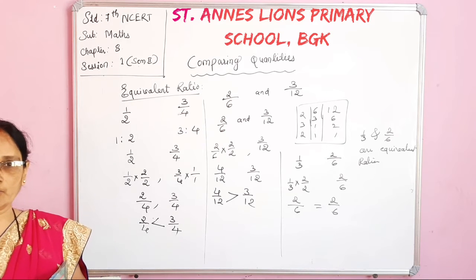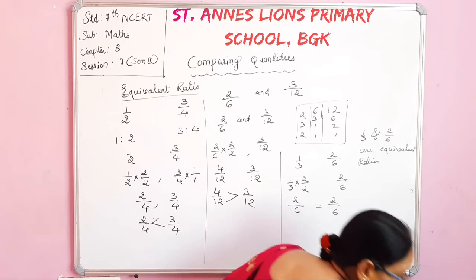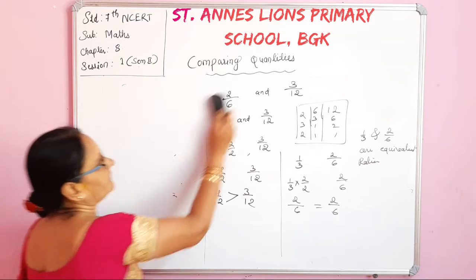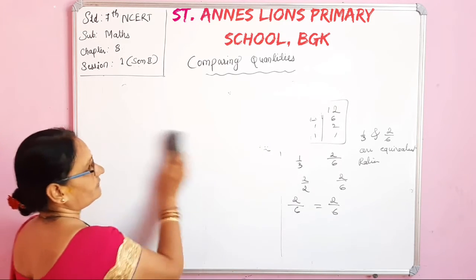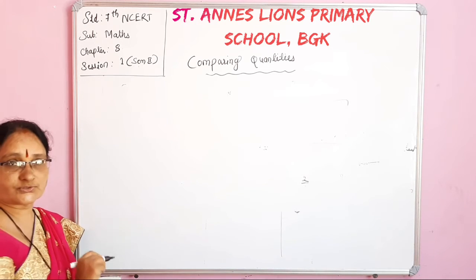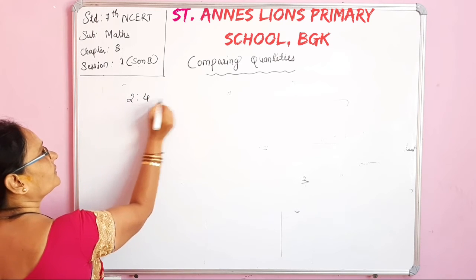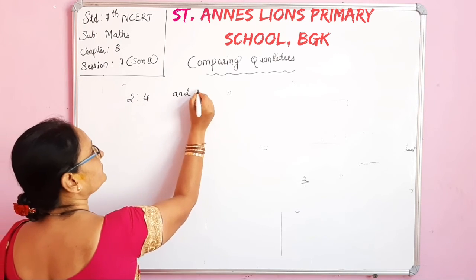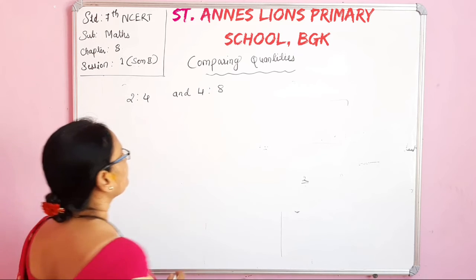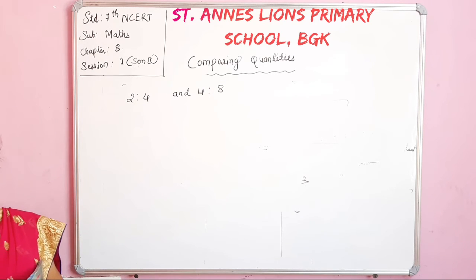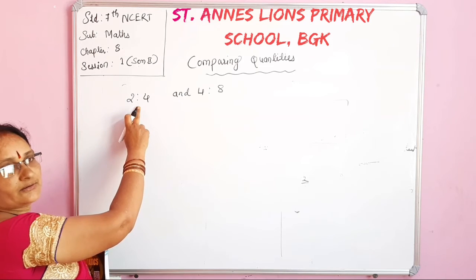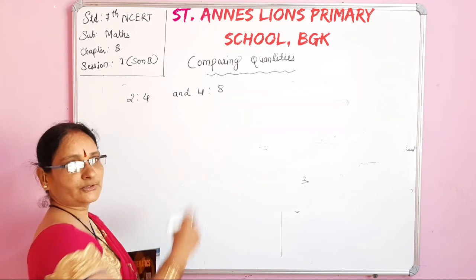Now just one more point we are going to learn: two equivalent ratios in the form of proportion. The last point is very important, so that you can solve problems very easily. Now I'll take two equivalent ratios, supposing 2:4 and 4:8. Whether these two are equivalent or not? Yes. 2 by 4 is nothing but 1 by 2, and 4 by 8 is nothing but 1 by 2.